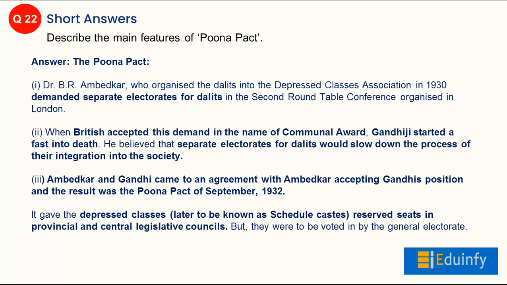Ambedkar and Gandhi came to an agreement, with Ambedkar accepting Gandhi's position, and the result was the Poona Pact of September 1932. It gave the depressed classes reserved seats in the provincial and central legislative councils, but they were to be voted in by the general electorate.